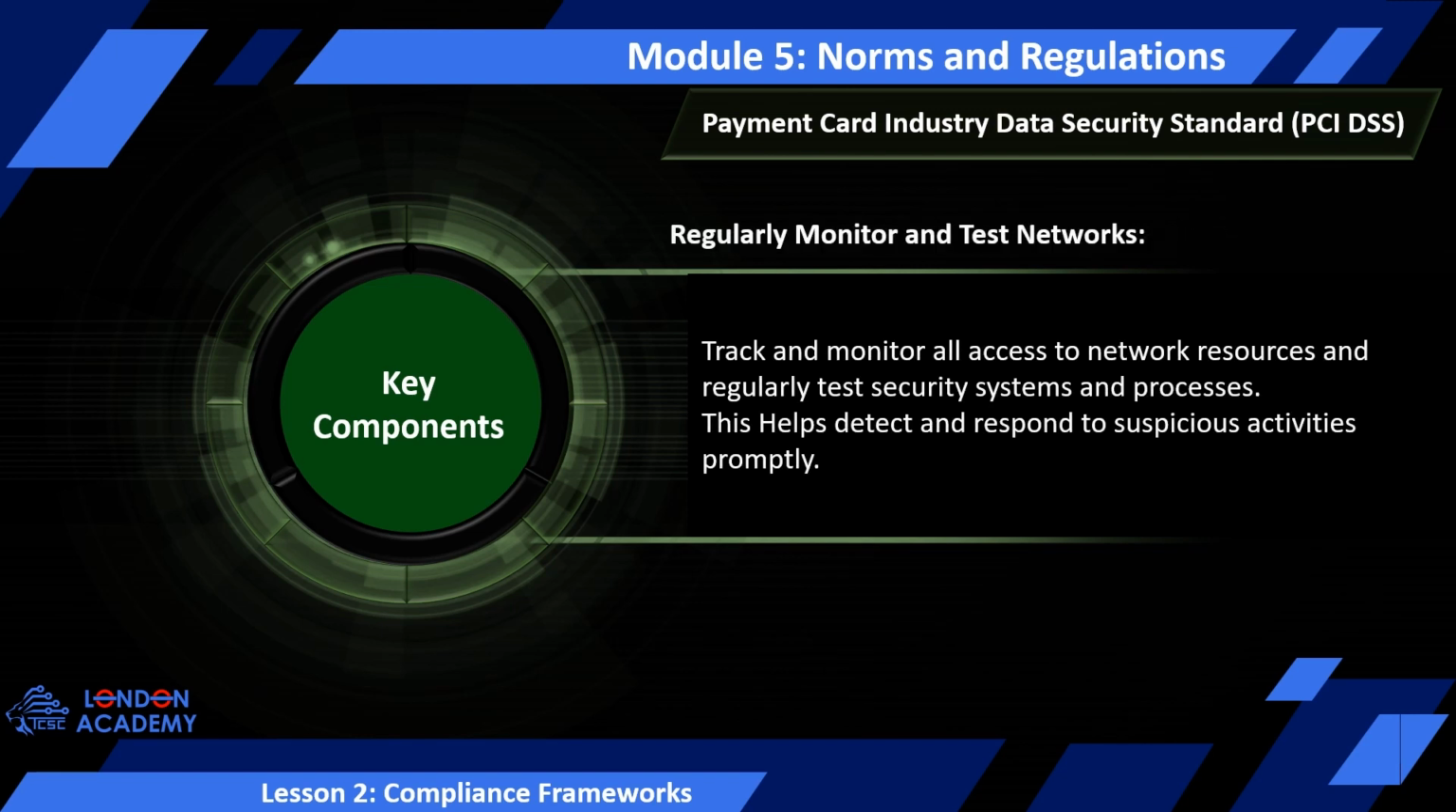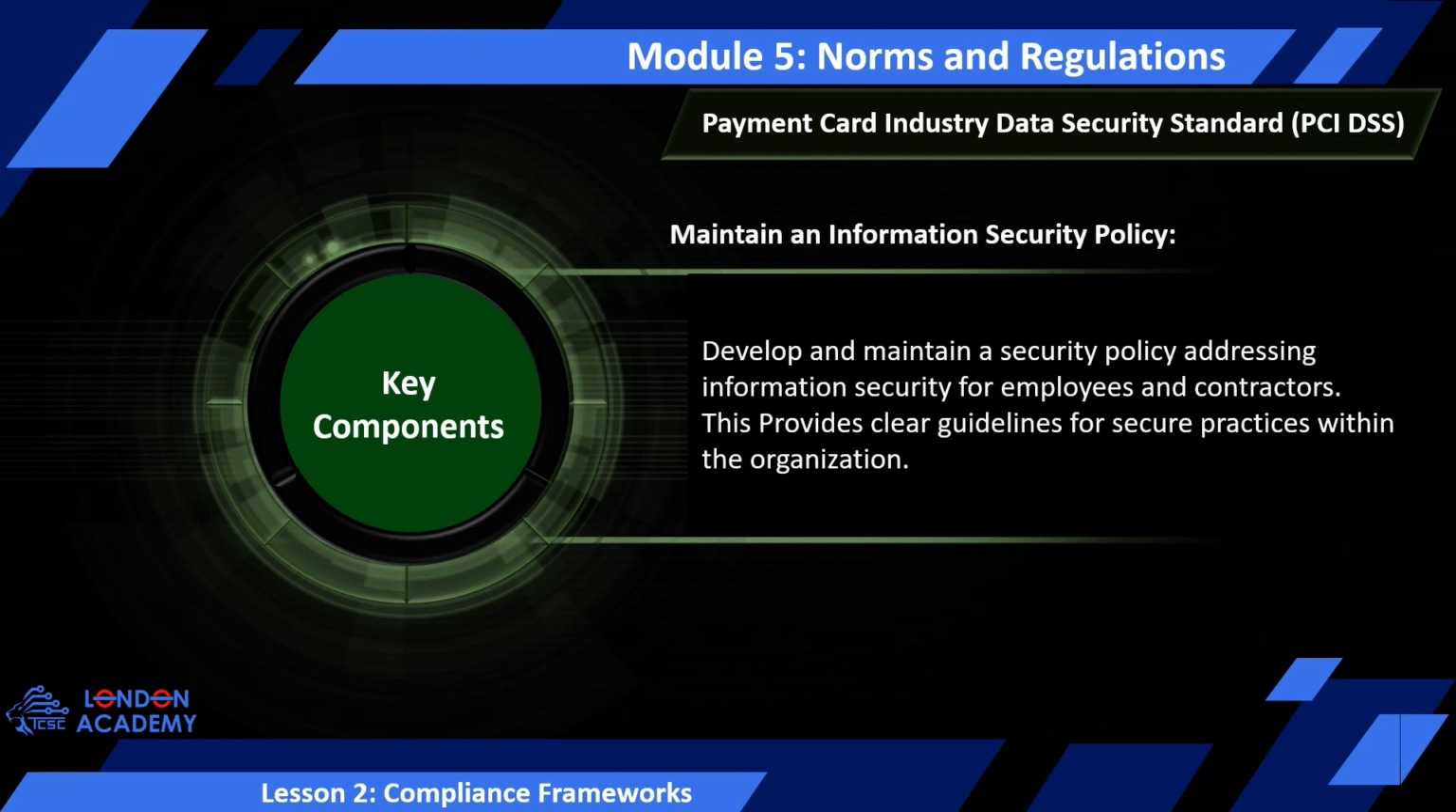Regularly monitor and test networks. Track and monitor all access to network resources and regularly test security systems and processes. This helps detect and respond to suspicious activities promptly. Maintain an information security policy. Develop and maintain a security policy addressing information security for employees and contractors. This provides clear guidelines for secure practices within the organization.